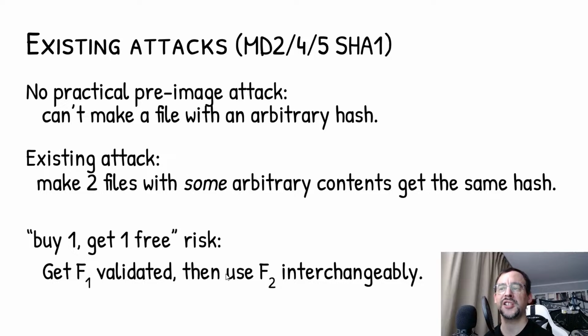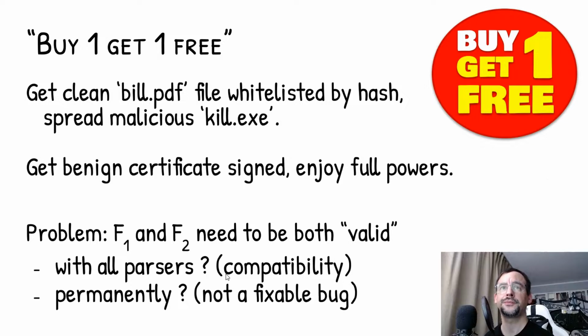You get file one validated, and file two, which has the same hash, is reusable, and the system that indexes files this way will not be able to tell the difference. So if you get a clean build.pdf that's what you expected, you whitelist it by hash, and then a malicious Windows executable, kill.exe, could have the same hash, if both were prepared together to get the same hash. It's not that with a given build.pdf you can get a kill.exe with the same hash. It doesn't work that way. You have to build the two contents together.